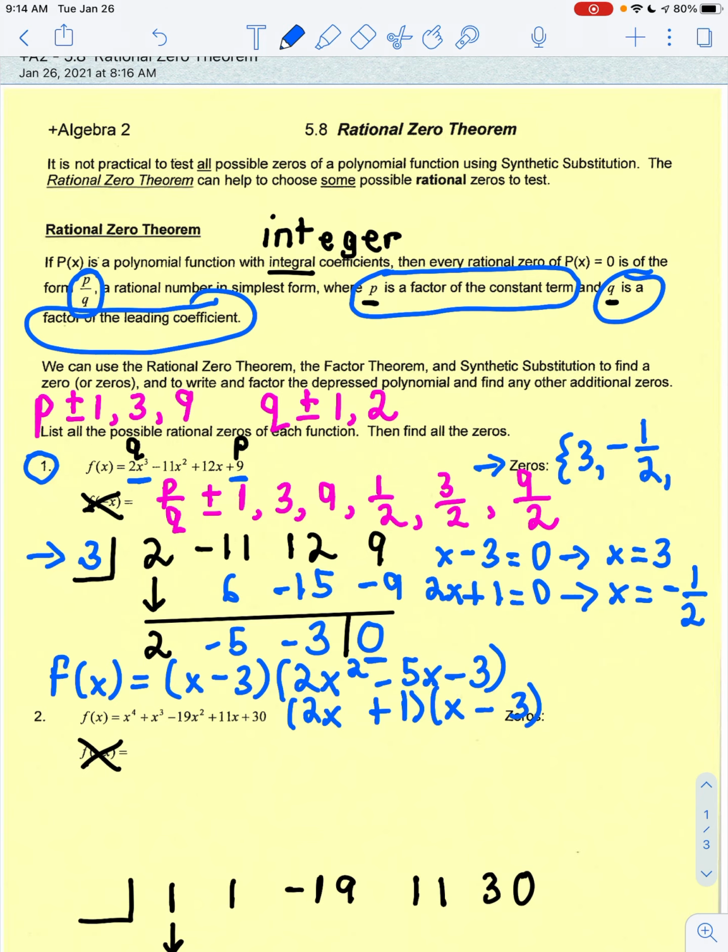And then the third zero is actually a repeated root. You don't have to write it again, but it is a repeated root. If you want to write it again, that's fine, just to count it.